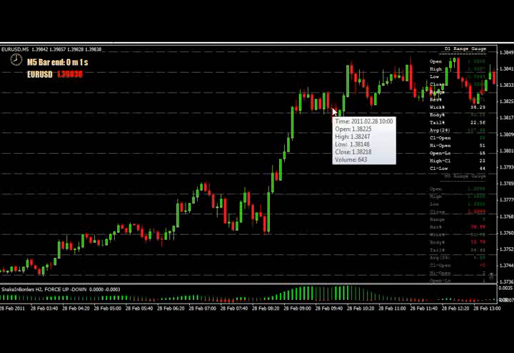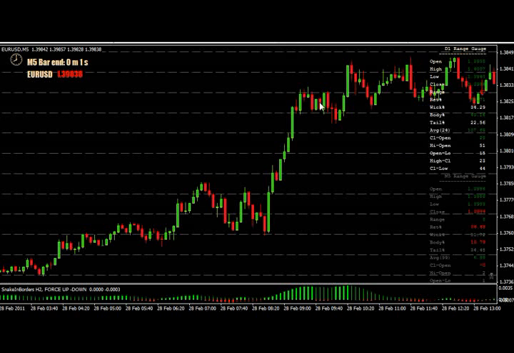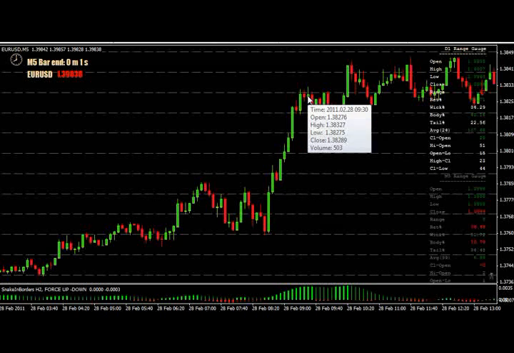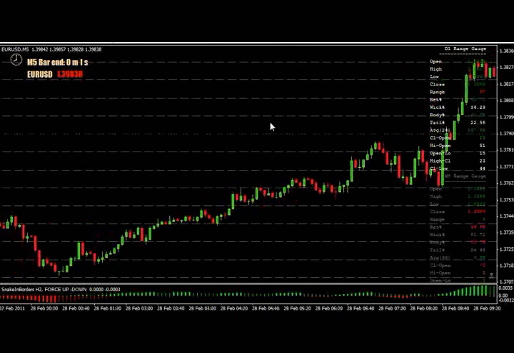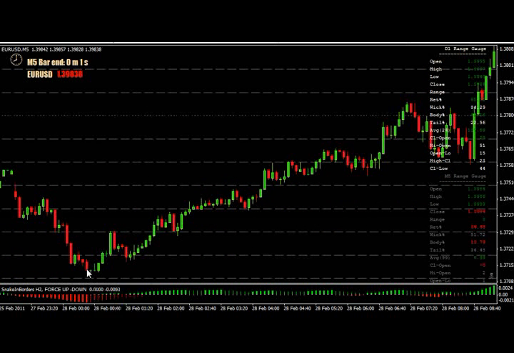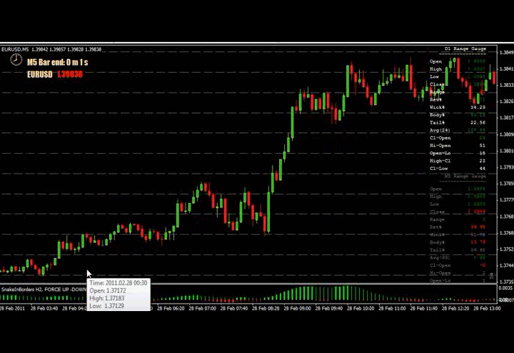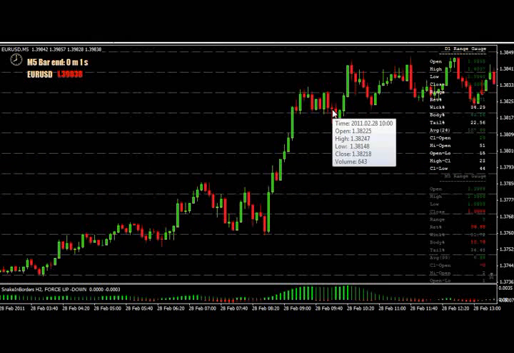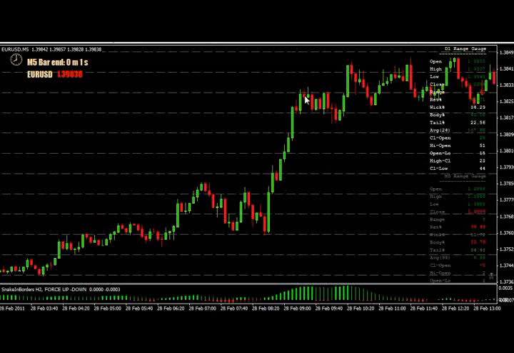So now we see our high of the day and our low of the day. Our high of the day at that point was this bar right here, 1.3832. The low at that point was this point right here, 1.3711. So we can see on our 10 o'clock bar we are almost at the high of the day.